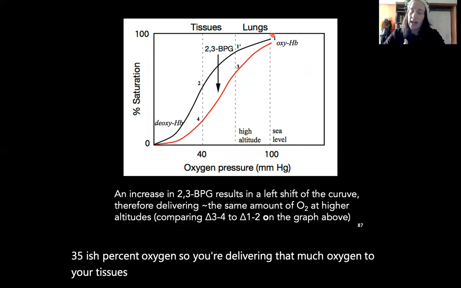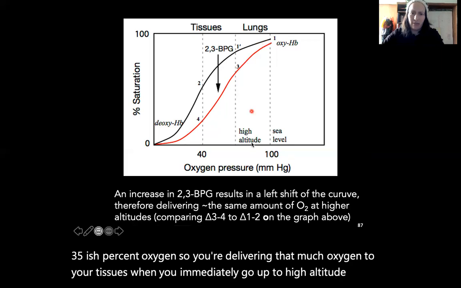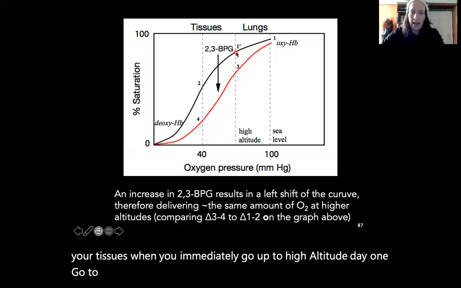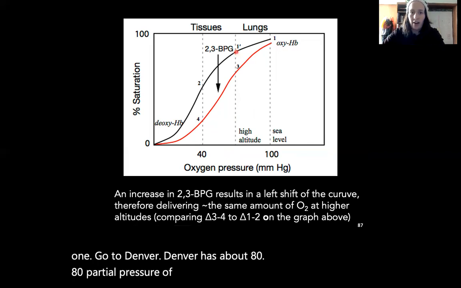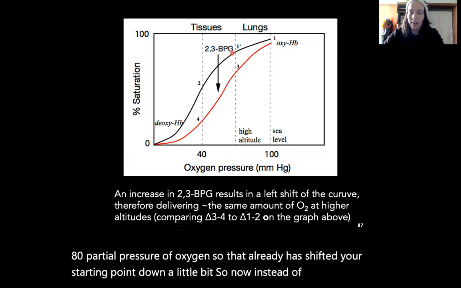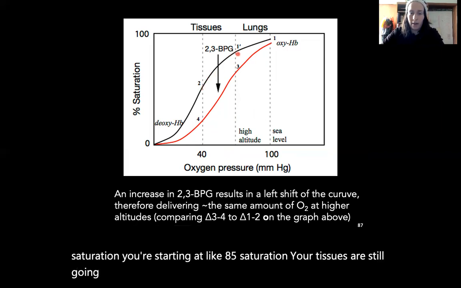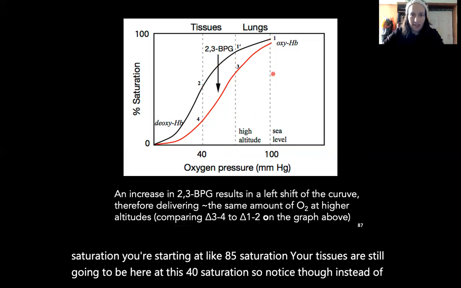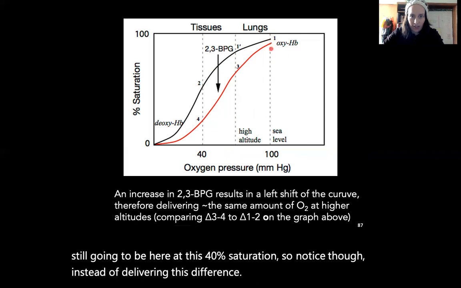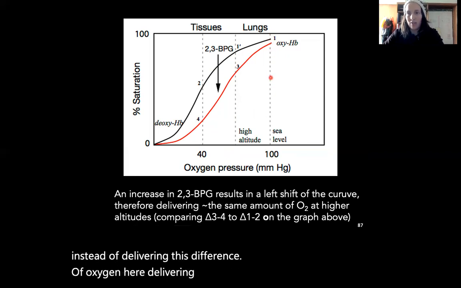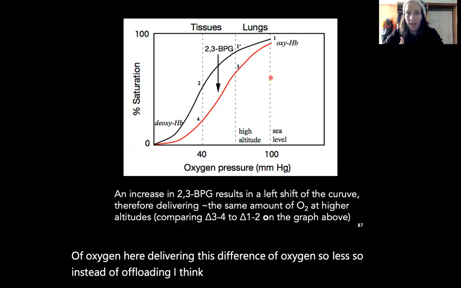When you immediately go up to high altitude, day one, go to Denver, okay? Denver has about 80 partial pressure of oxygen. That has already shifted your starting point down a little bit. So now, instead of starting at 95% saturation, you're starting at like 85% saturation. Your tissues are still going to be at this 40 value, at about 60% saturation. Notice though, instead of delivering this difference of oxygen, you're delivering this difference, so less. Instead of offloading, I think I was saying 35%, maybe you're only offloading 25%. So it's not as efficient.